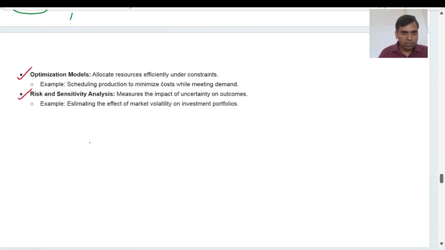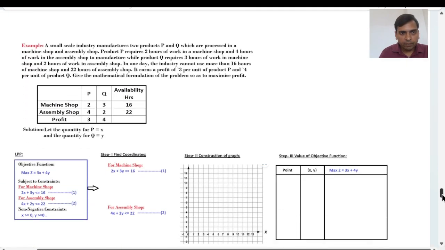Allocate resources efficiently under constraint. The schedule, for example, scheduling production to minimize cost while meeting the demand. And risk and sensitivity analysis. So we are discussing both these topics in a single part, optimization model. Then we will discuss sensitivity, how we can analyze sensitivity. Okay, so first part, optimization model.